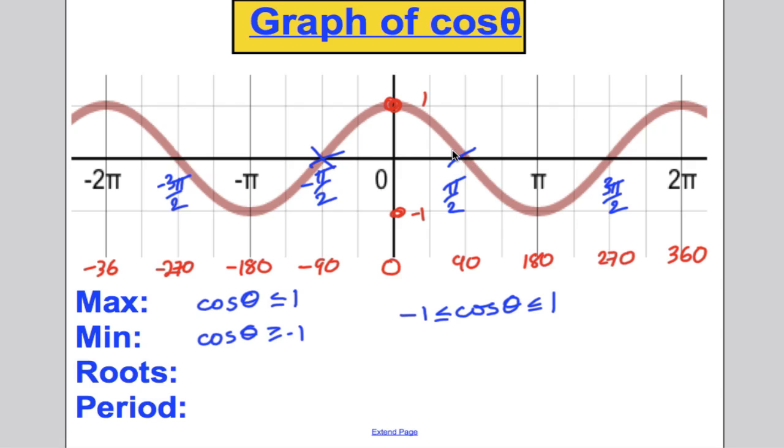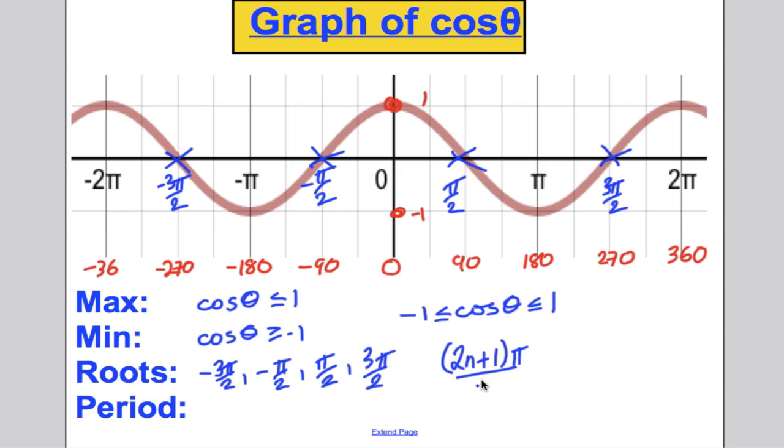The roots are here, here, here, and here. So minus 3 pi by 2, minus pi by 2, pi by 2, and 3 pi by 2. You could say the odd multiples of half pi. So you could say that is (2n plus 1) pi over 2, because each of these is an odd number. The next one would be 5 pi over 2. So if n is 0 here, you get pi by 2. If n is 1, you get 3 pi by 2. If n is minus 1, you get minus pi by 2, where n, again, is an integer.